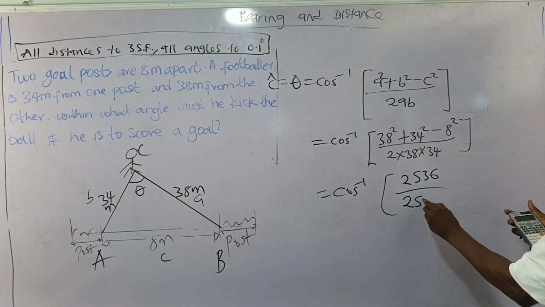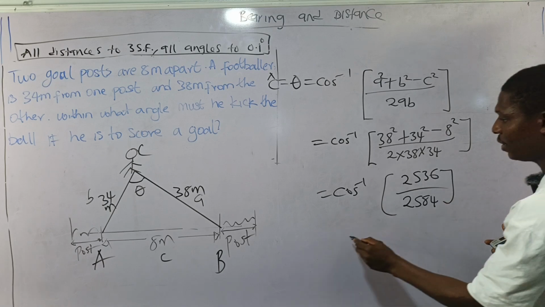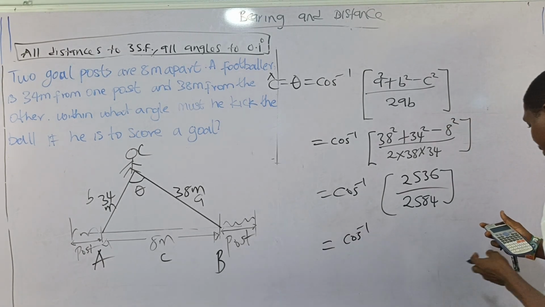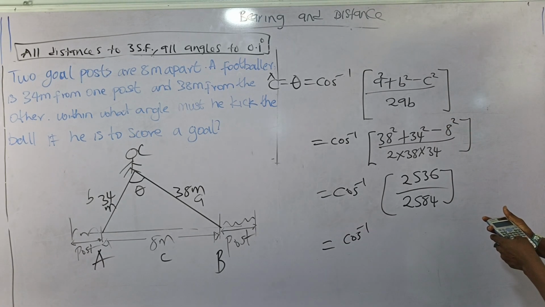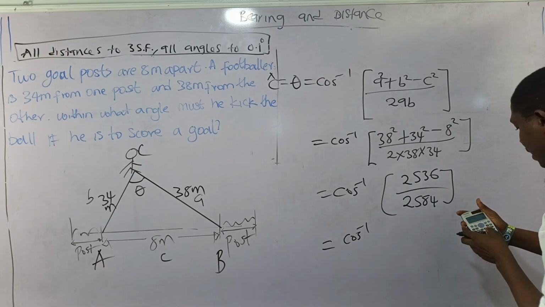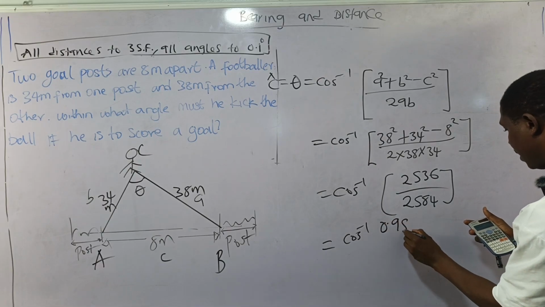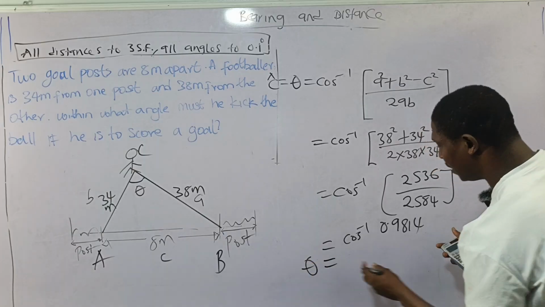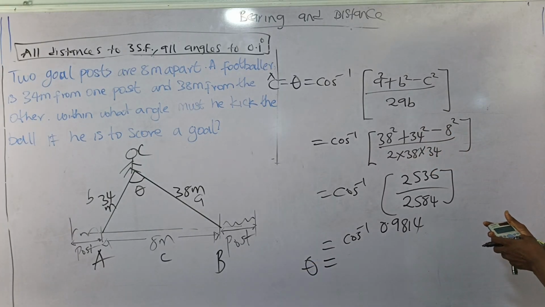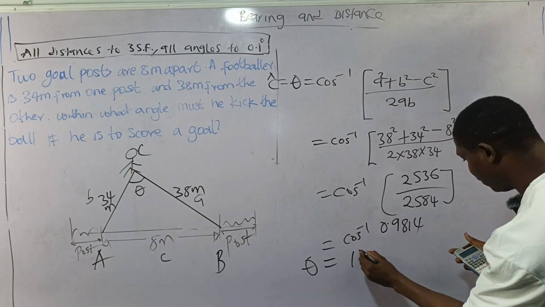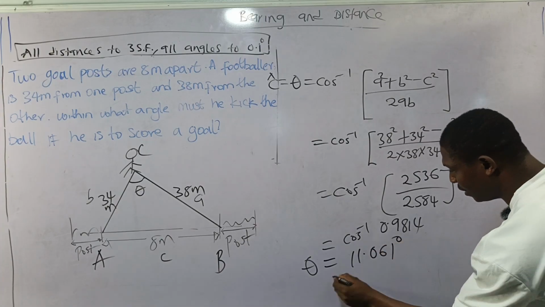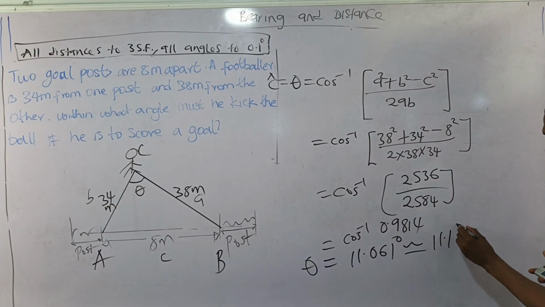This will give me 2584. And I have my cos inverse of 2536 divided by 2584, and that gives me 0.9814. My theta therefore will be equal to shift cos of my answer, which gives me 11.061 degrees, which is approximately 11.1 degrees to 0.1 degree as said. Thank you.